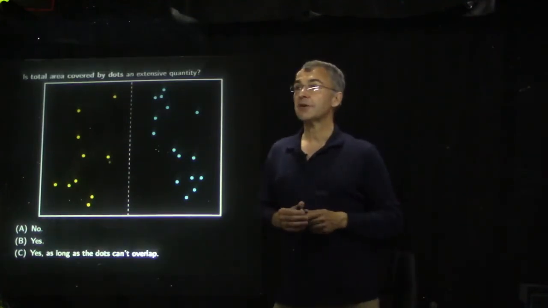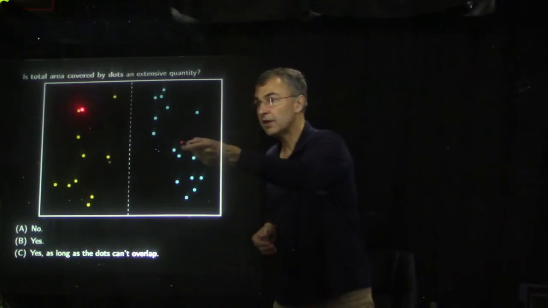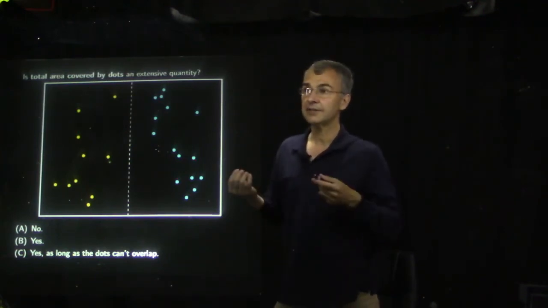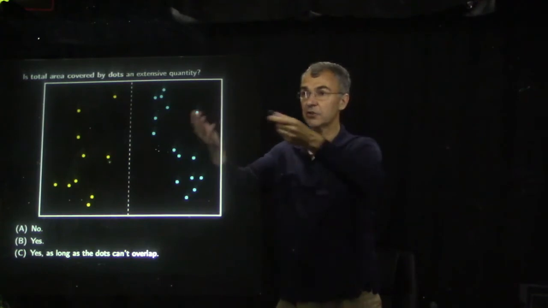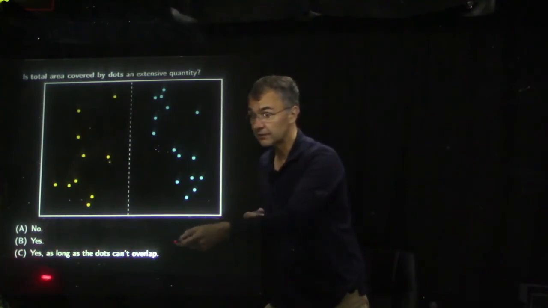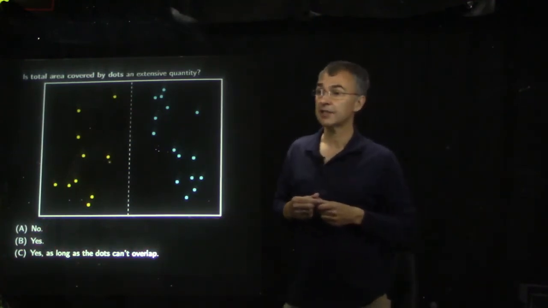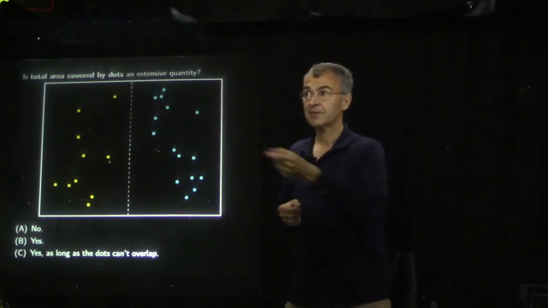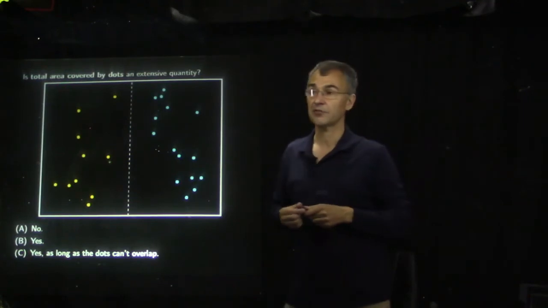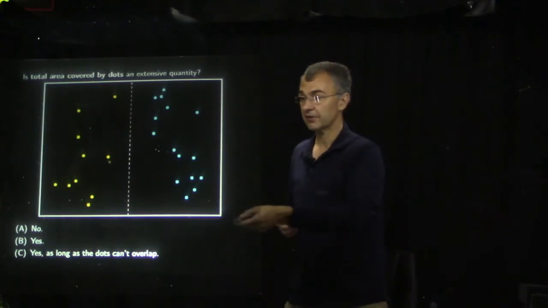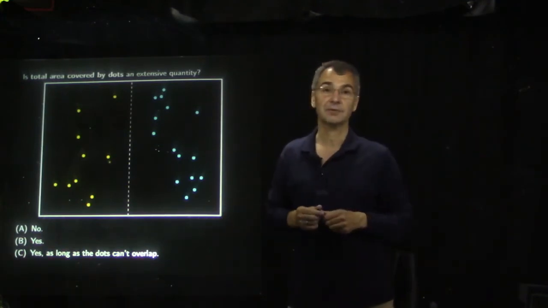How about total area covered by dots? Well, if I add up the total area covered by dots over here, and I add up the total area covered by dots over here, then I think I can add those and I get the total area covered by dots. That seems fine, although if you want to be really careful, you'd say, as long as the dots don't overlap. If I take these dots and overlay them on these dots, if some of them overlap, then that might change the total area covered by dots to be different from just the sum of the two. But if you leave out that possibility, then yes, as long as the dots can't overlap. Okay, see?